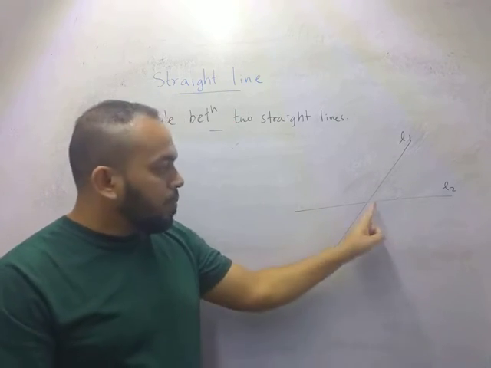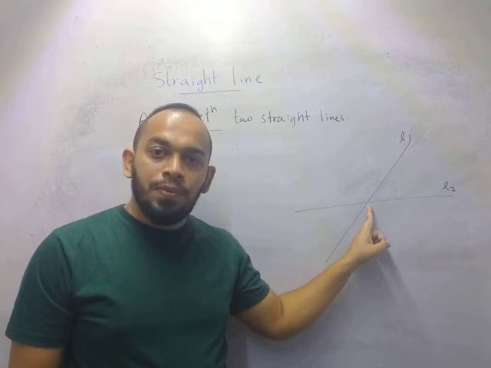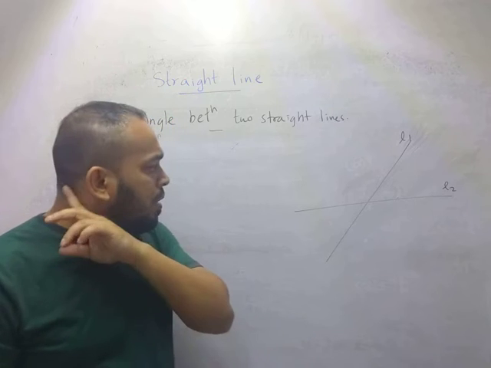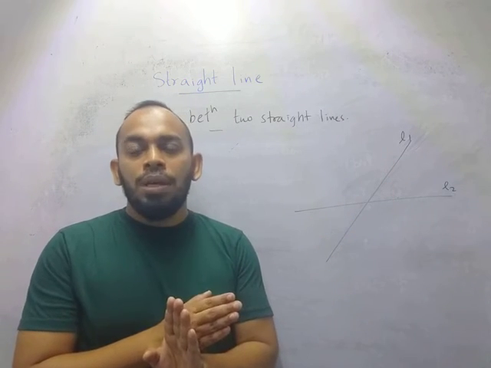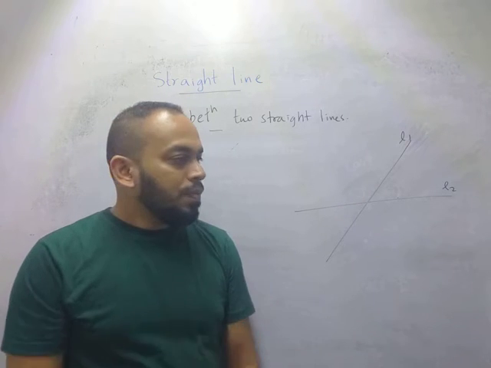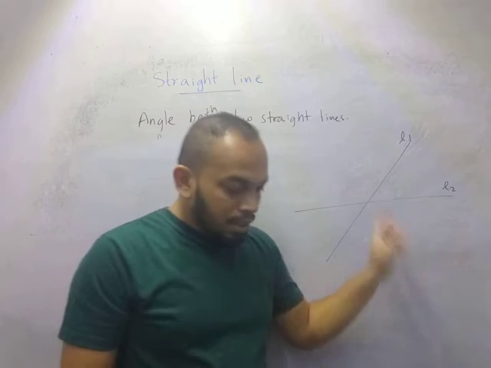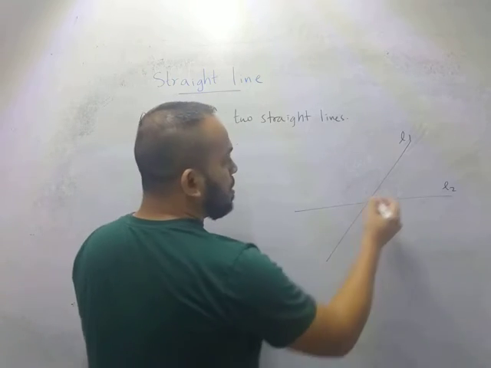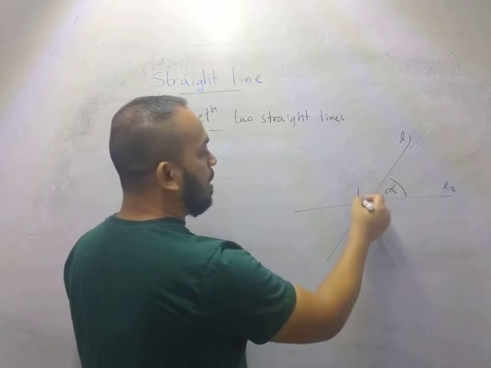So this will be the point of intersection. You know how to find the point of intersection, right? That's simple. So now what is the angle between these two straight lines? You have two angles, this angle and another angle. This is one, let's call it alpha, and the other angle is beta.